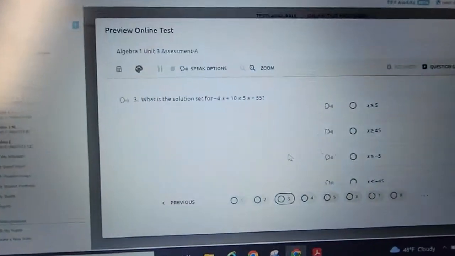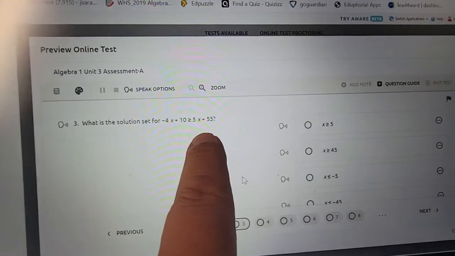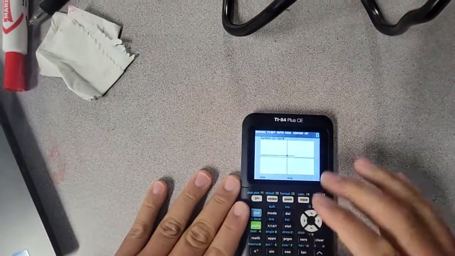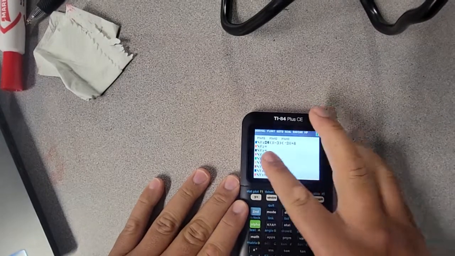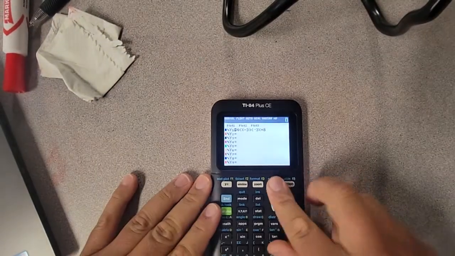All right. So number 3. Again, you're going to put this in y equals. Use the symbol, and then we're going to go ahead and get the answer. So let's say you type it in. Again, this is just an example. Go ahead and type it in, push trace.